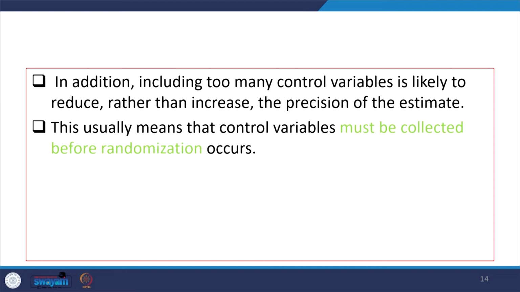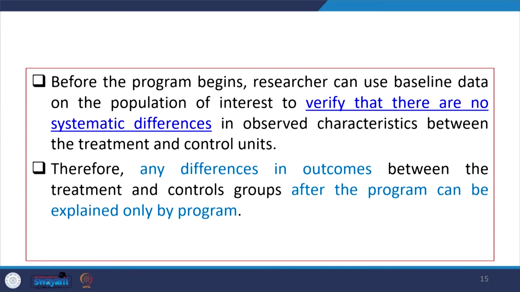This RCT design usually means that control variables must be collected before randomization occurs. So, before you randomize, those control variables must have been thoroughly observed. Before the program begins, researchers can use baseline data on the population of interest to verify that there are no systematic differences in observed characteristics between the treatment and control units. Therefore, any differences in outcome between the treatment and control groups after the program can be explained only by the program itself.